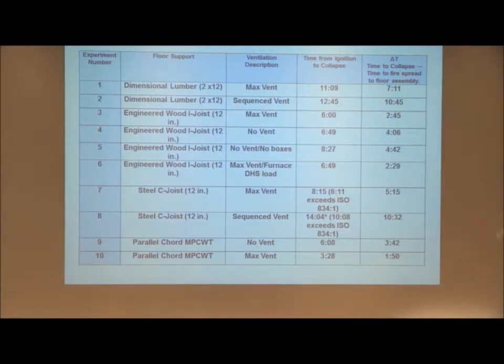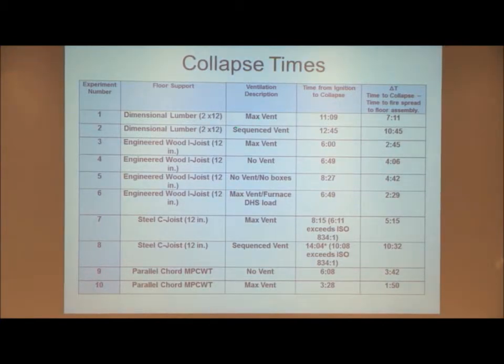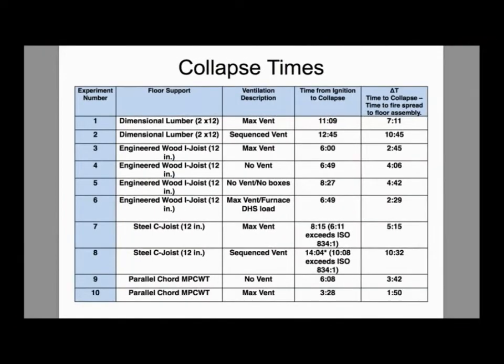So if you look at the series of tests that were done, and again, max vent is with the vents open at the beginning, and the sequenced vent is when we didn't start opening them up till 8 minutes into the fire. You can see how long the assemblies lasted from the ignition time, and you can also see how long the floor assemblies lasted from the time that they caught fire until they collapsed. So this is your dimensional lumber, your 2x12s, 7 minutes and just shy of 11 minutes. The engineered wood I-joist, 4:45, 4:42, 2:29, 2.5 minutes kind of thing.